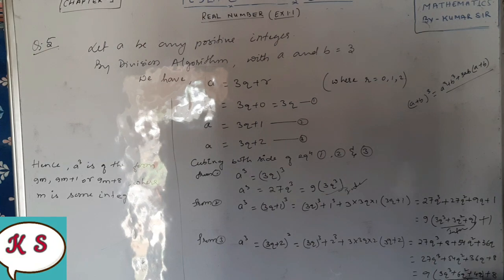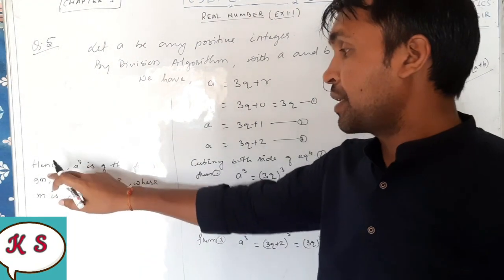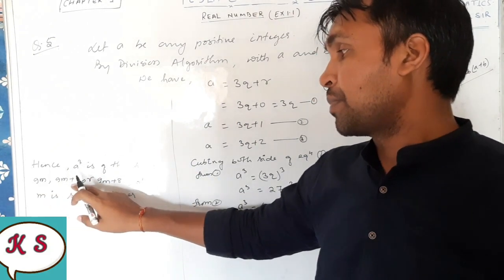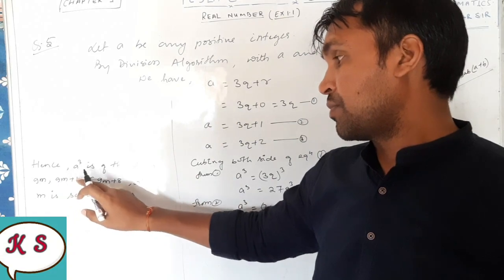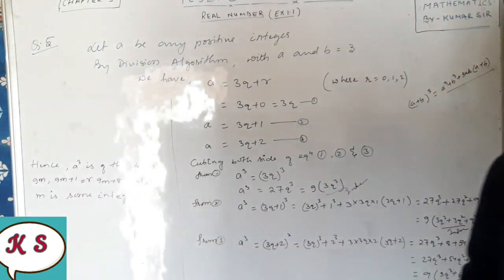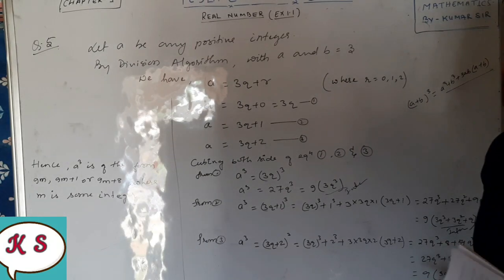So 9 into an integer plus 8, and this is what they are asking us to prove. So hence a cube is of the form 9m, or 9m plus 1, or 9m plus 8, where m is some integer. So this is what they are asking us to prove.